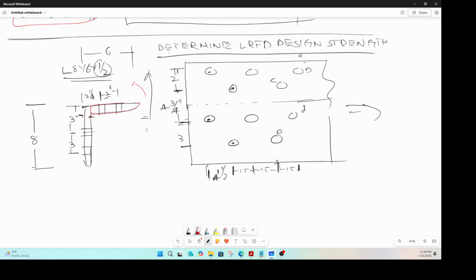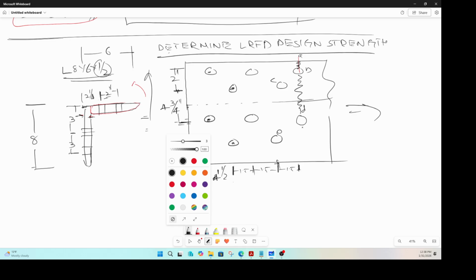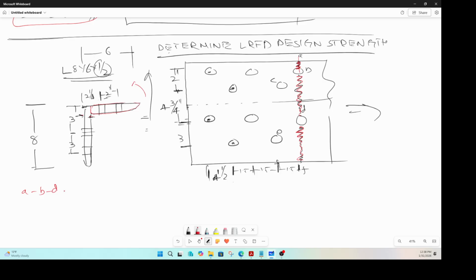Let's talk about this path here, which is the simplest, A, B. Now let's talk about this path here, which is A, B, D, and F. This thing can crack like that. So that is one failure path. We're talking about the A, B, D, and F failure path.